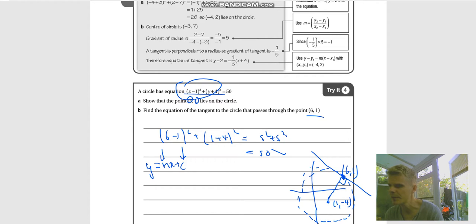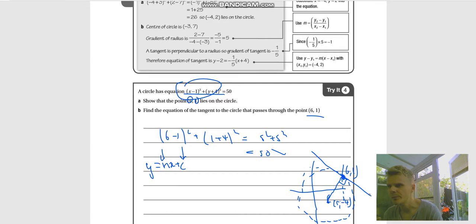So if I can find the gradient of this radius here, I can find the negative reciprocal of that, because this tangent is perpendicular to it, okay? So let's find the gradient of the radius. So we draw a little triangle out again.